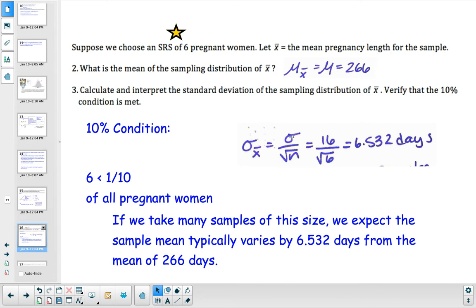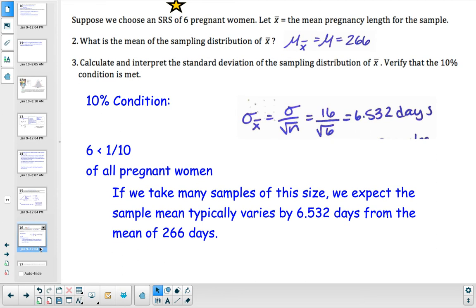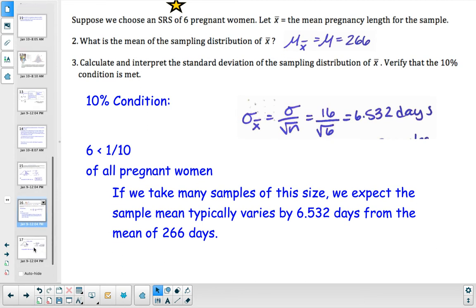And you calculate it by doing the population standard deviation, that's sigma, divided by the square root of n. So 16, the population standard deviation, divided by the square root of your sample size. You get 6.532 days. So if we take many samples of this size 6, we expect the sample mean to typically vary by 6.532 days from the mean of 266 days. So that interpretation is important.